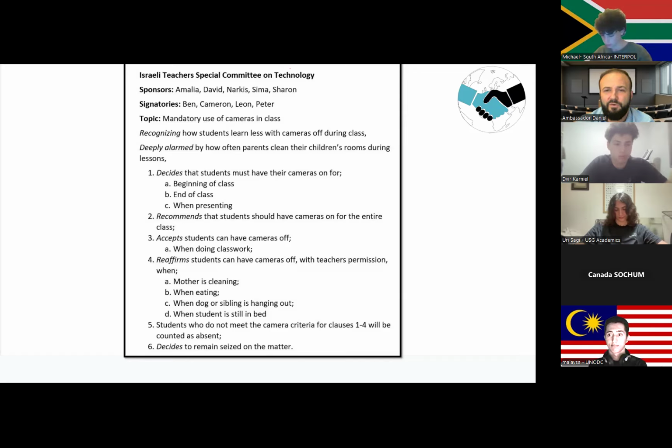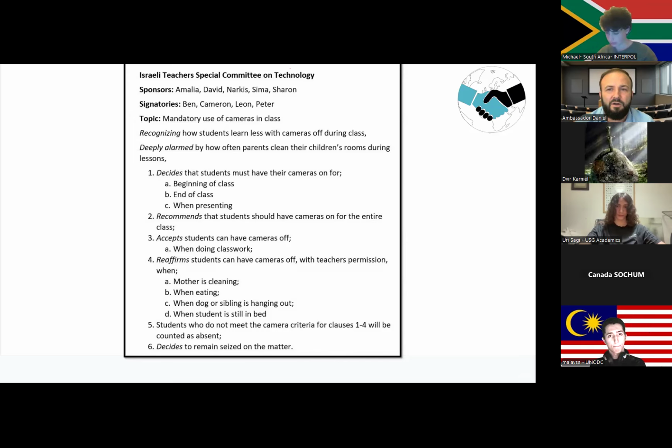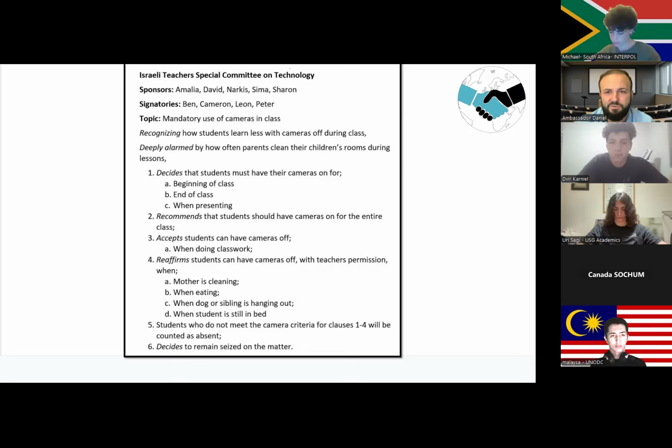Okay, very good. So with this resolution, the key point is that we understand it. It starts with the topic, Special Committee on Technology. The sponsors' names are in alphabetical order. The signatories' names are in alphabetical order, as they should be. The topic is use of cameras in class. All this is written clearly in an organized way. Your chair will send you back to make them in the right alphabetical order. Your chair will say that you missed something.